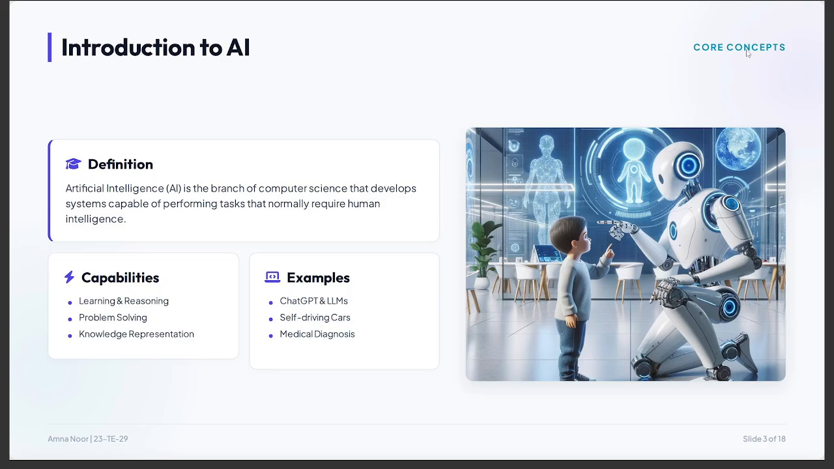In the third slide I am going to discuss the artificial intelligence introduction, in which we tell you that artificial intelligence is a branch of computer science that enables machines to perform tasks that normally require human intelligence. These include learning from data, reasoning logically, solving problems and making decisions. Examples include ChatGPT, self-driving cars, virtual assistants and medical experts.